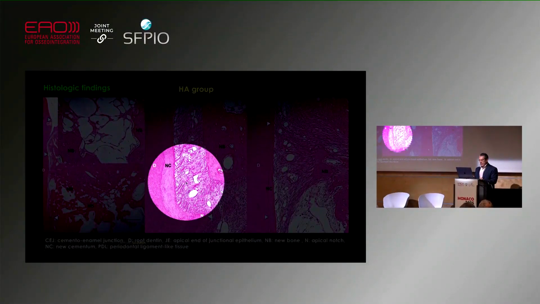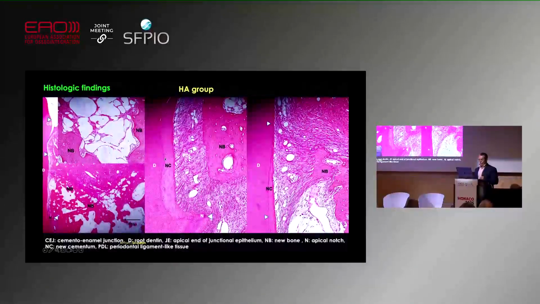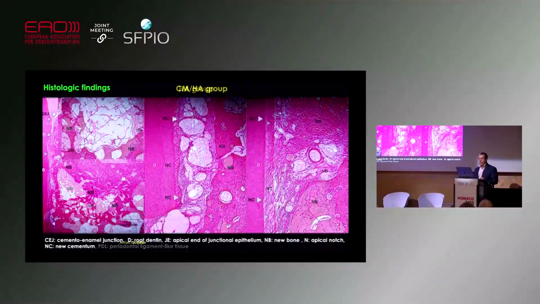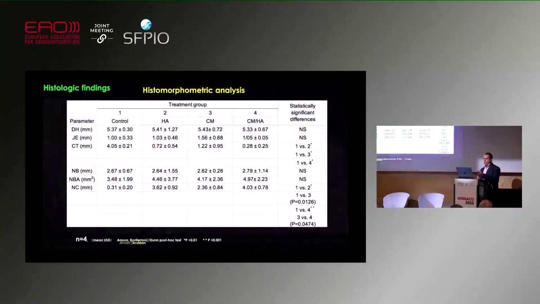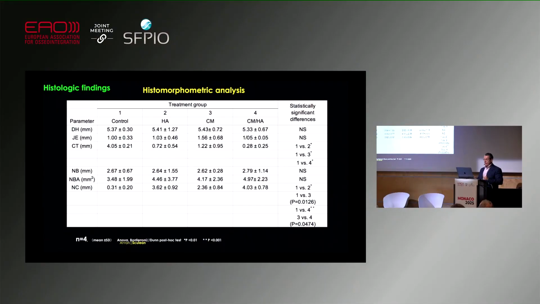You have a very robust periodontal regeneration, indicating for the first time that we have the possibility to have periodontal regeneration when we use hyaluronic acid in a surgical setting. And of course, we can look at the histometric measurements, but this is not so important now because you know the conclusions. This was also statistically significant.